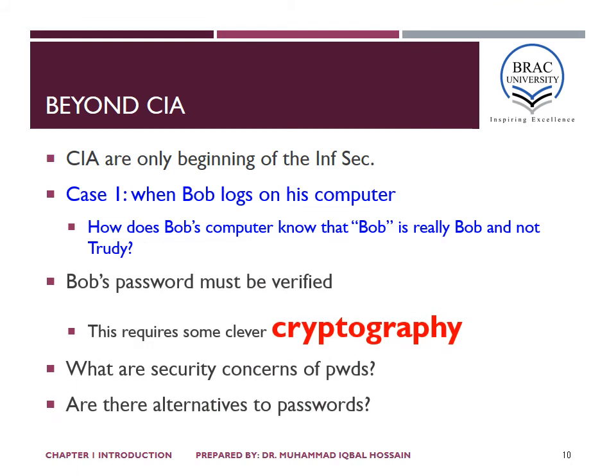So CIA is only the beginning of information security. Let's take a look at some other cases. When Bob logs onto his computer, how does Bob's computer know that Bob is really Bob and not Trudy? In that case, we use a password. So Bob's password must be verified, and this verification process requires some clever cryptography.